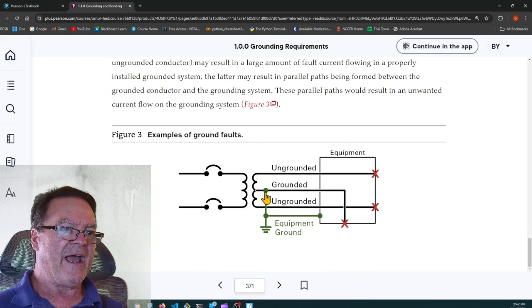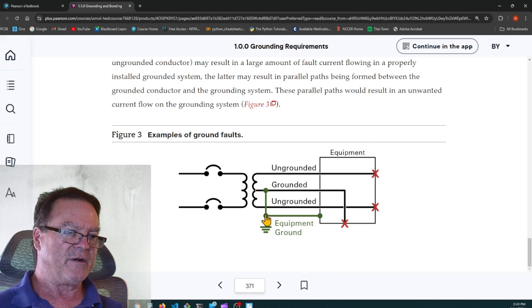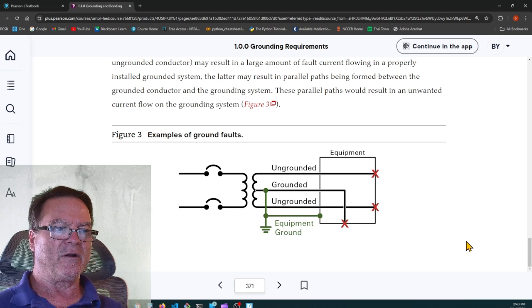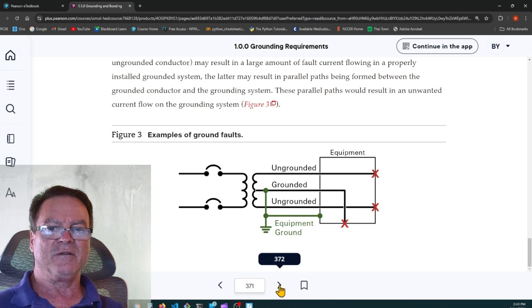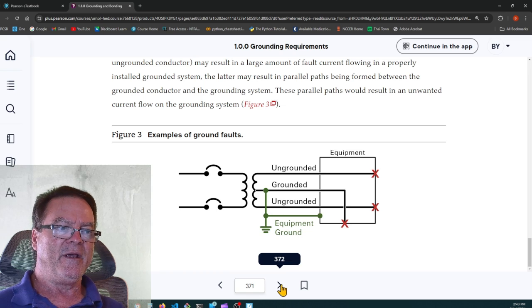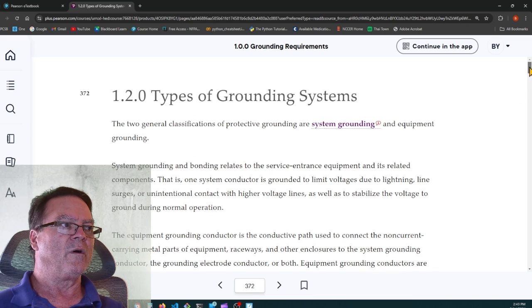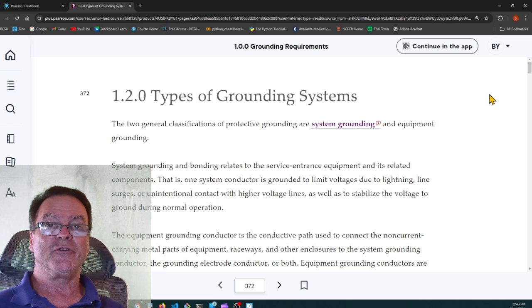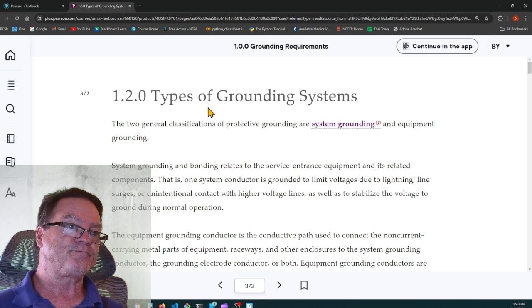So you can have a fault between the grounded conductor and the equipment grounding conductor, and you get current flow. They call it parallel neutrals. It is still a ground fault, but it may not be as catastrophic, or if you're not on a ground fault circuit interrupter, it won't trip the breaker. It'll continue to operate in that condition.